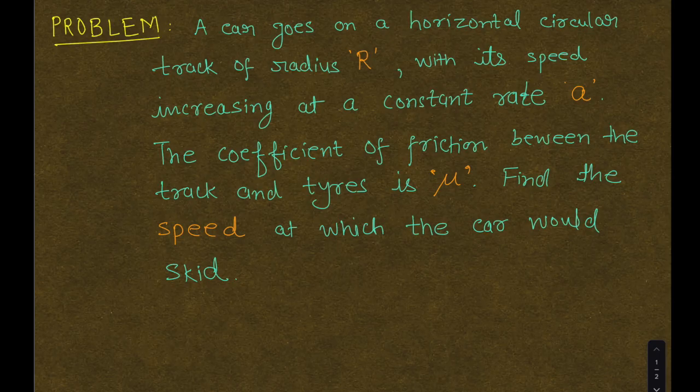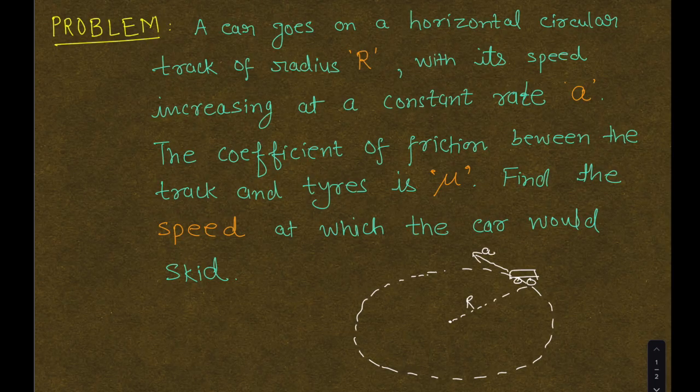So we have been told that there is a track of radius r and there's a car going on this track. Its speed is increasing at a constant rate a. So the acceleration of the car is a in terms of its speed. This is not the acceleration vector, but this is the rate at which the tangential speed of the car is increasing.